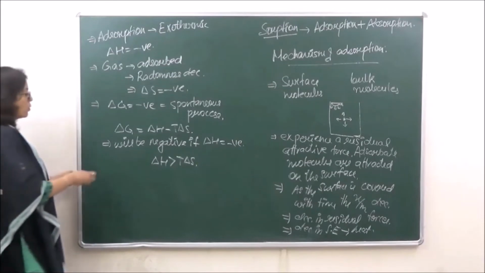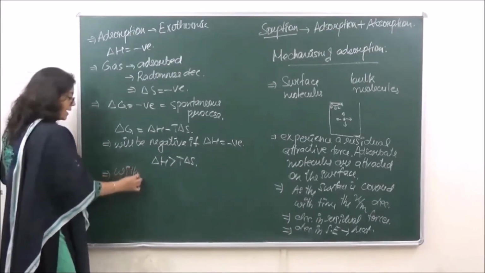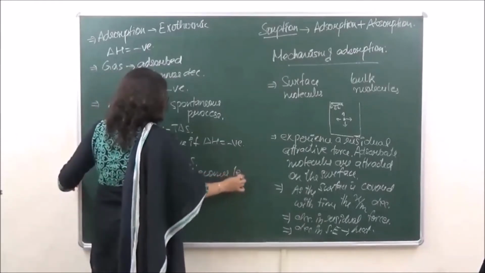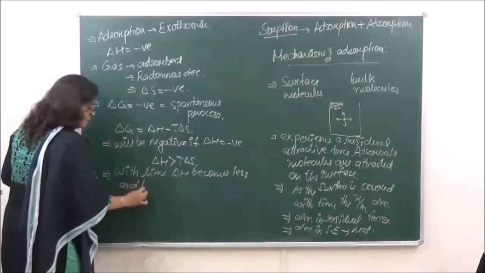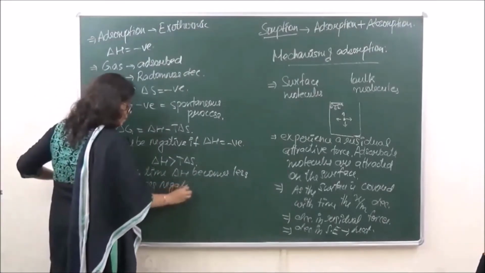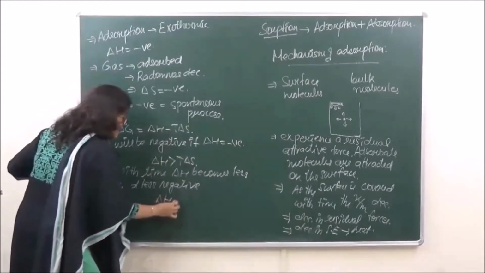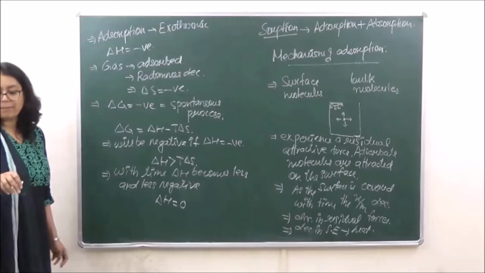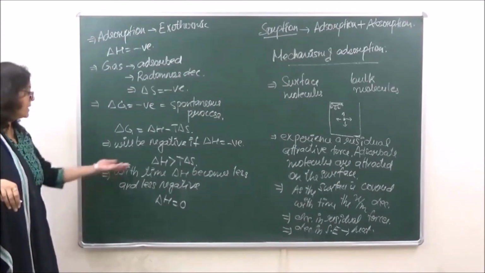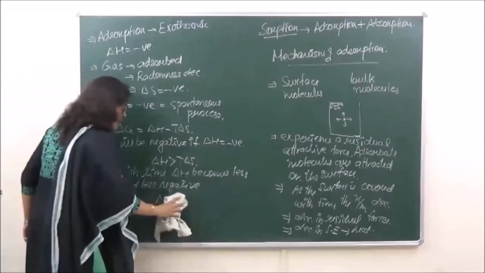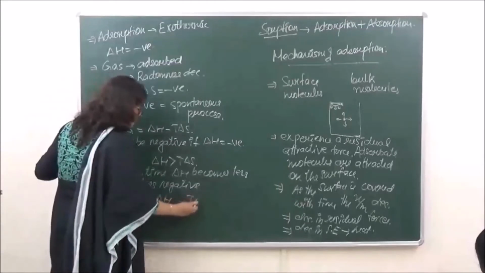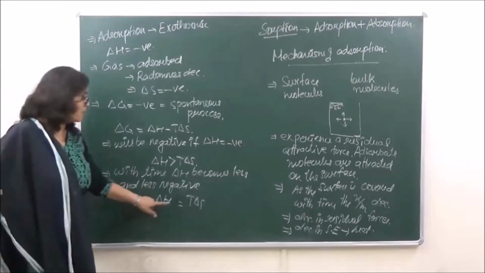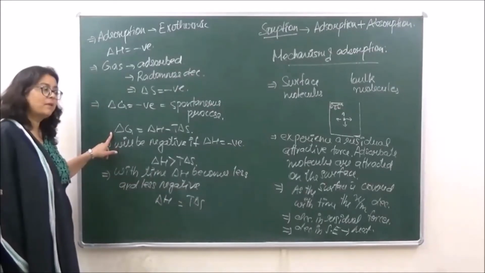Is it clear? Okay, so what are we saying over here? That with time, delta H becomes less and less negative. And the time will come when delta H becomes equal to 0. Or we can say that instead of 0, let's say the value of delta H becomes equal to T delta S. So if the value of delta H becomes equal to T delta S, the value of delta G will become equal to 0.